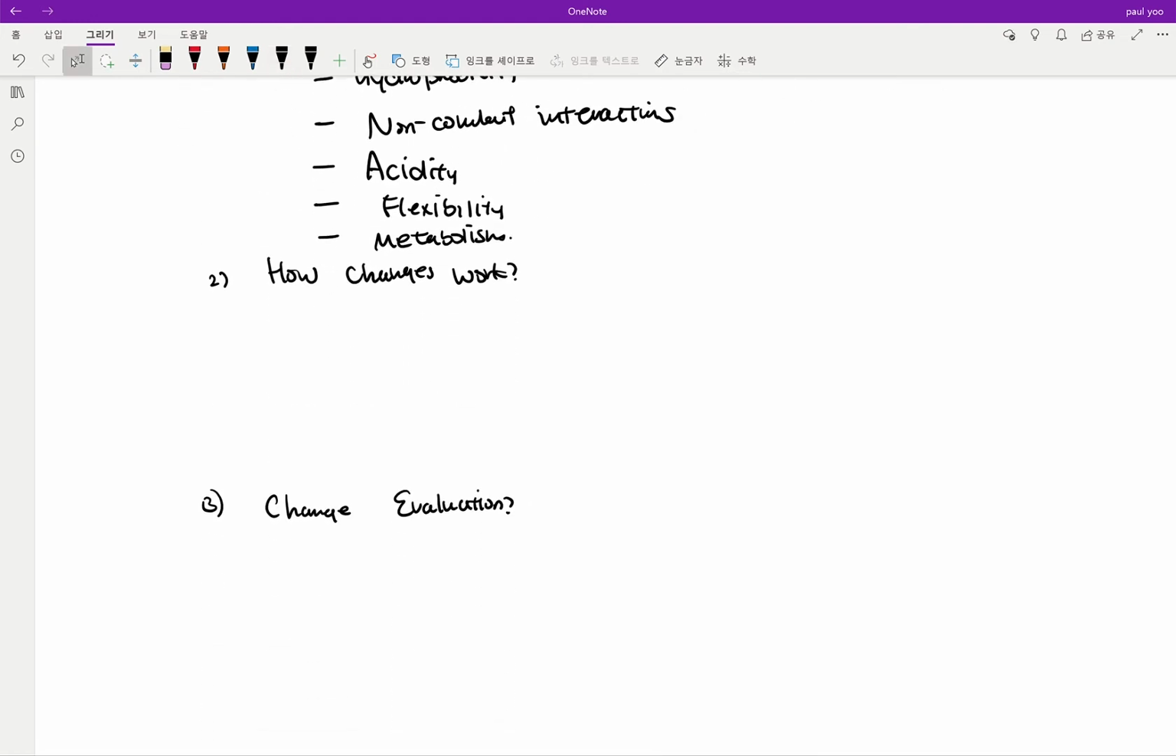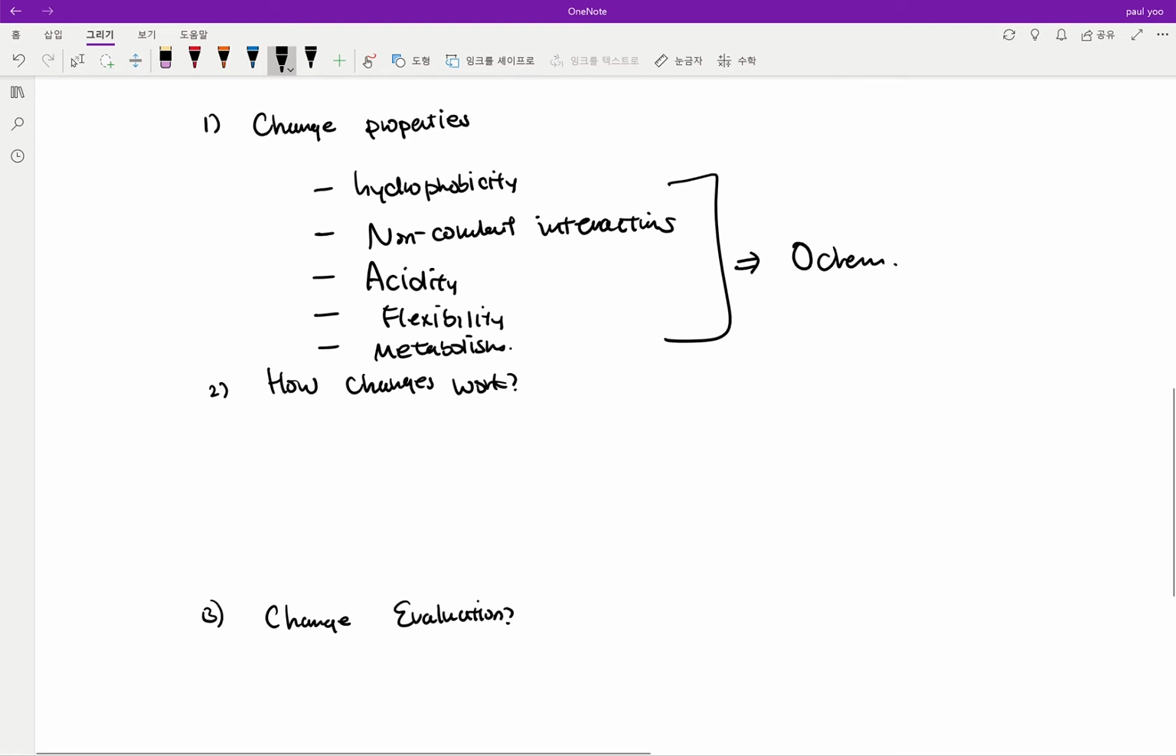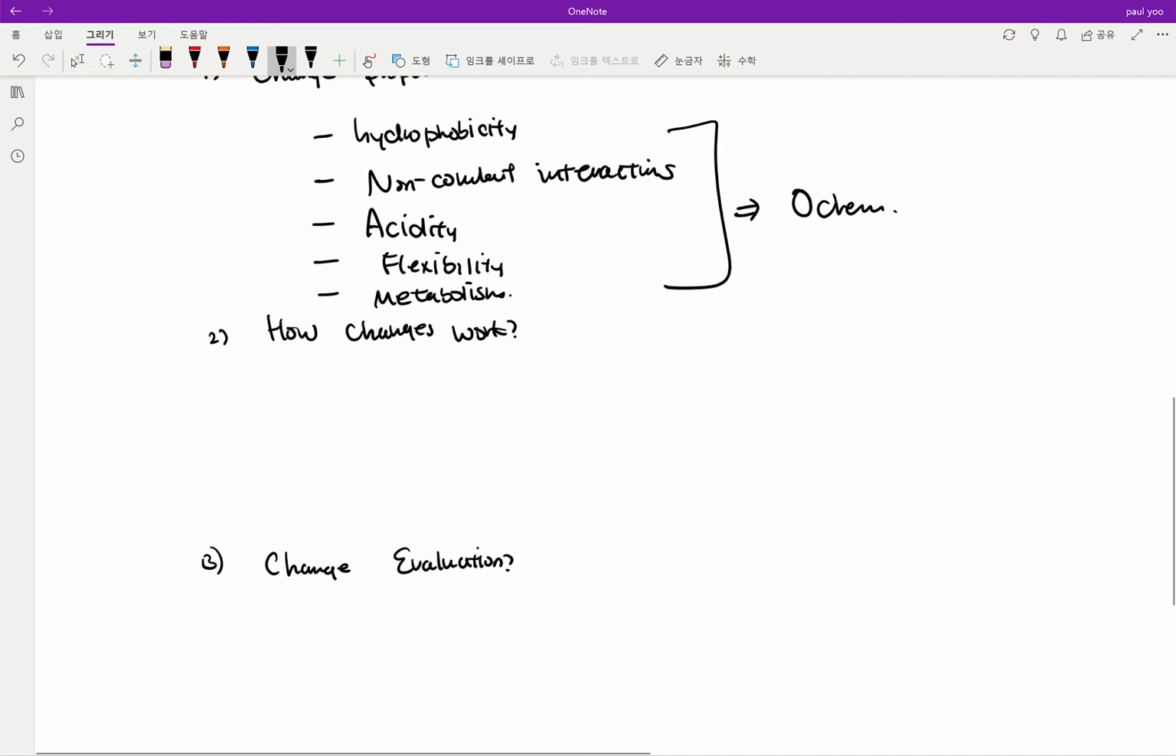And secondly, how do we expect our changes to work? Here, one more thing, these are all from ochem. So I'm going to have a short ochem preview of what I'm supposed to know by the end.